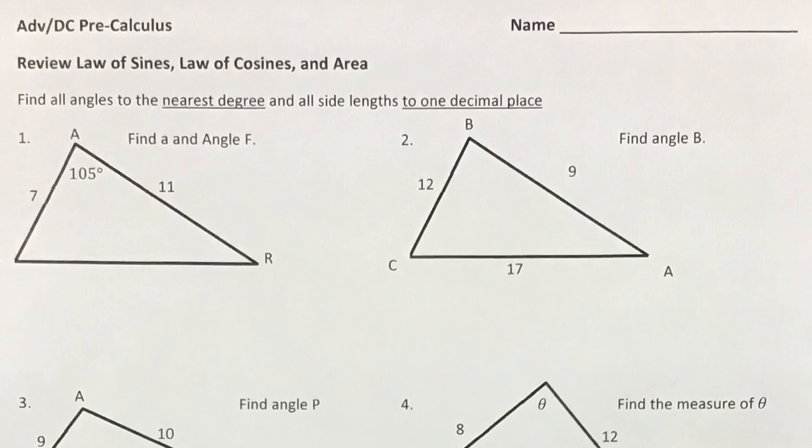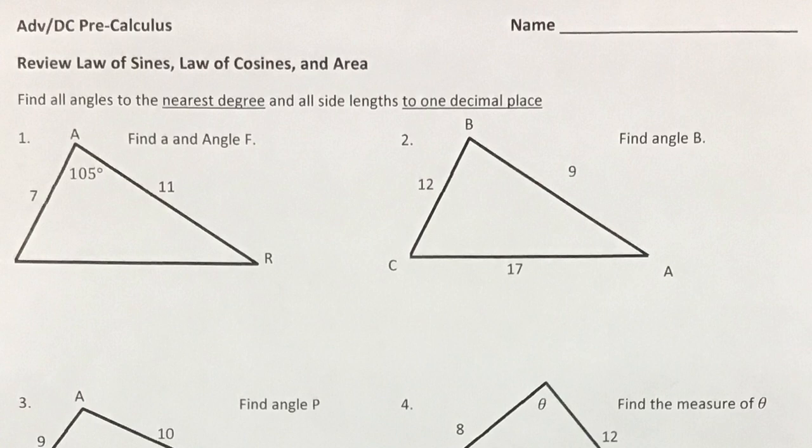Okay, so this is the review for our law of sines, law of cosines, and some triangle area, right? We had two formulas. One of them involved the trig, right? It was a trig area formula. And the other one involved Heron's formula. If you knew three sides of your triangle, then you could do some other things with it.